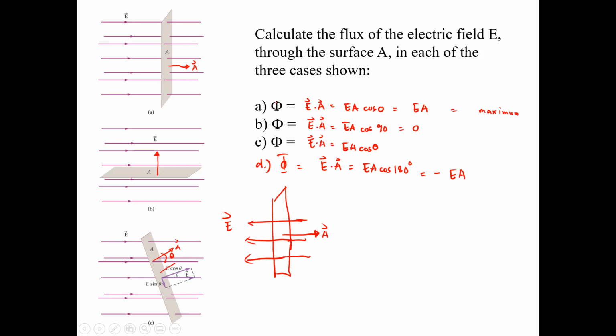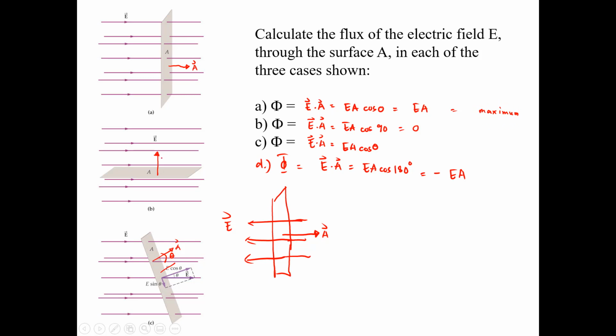Okay, so here, phi is equal to E dot A and E dot A is equal to E A cosine 0, since they are parallel, no? The angle between them is 0. So cosine 0 is just equal to 1. Therefore, for this first case, phi or the flux is equal to E times A, or you just have to multiply the magnitude of the electric field and the area. So this is the case where the flux is at maximum.